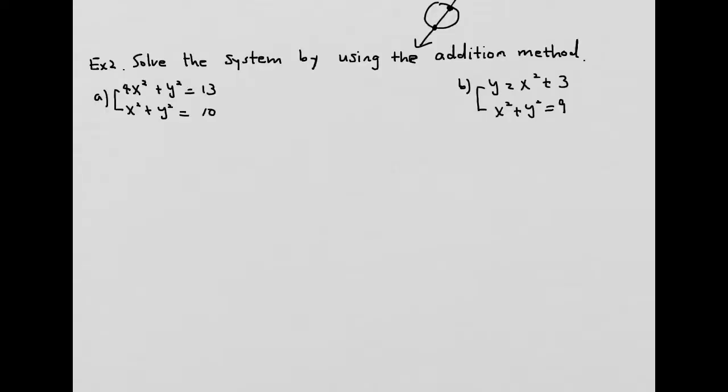Let's see, example 2, we're going to solve the system, this time using the addition method. We already know how to use the addition method, but this time it's not linear. So when we're looking at the first problem, we have 2 circles, right? 2 circles. So let's see how we're going to use the addition method to solve this system of 2 circles.